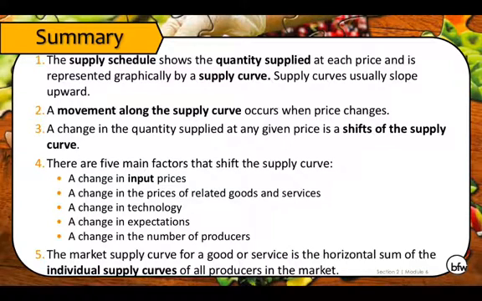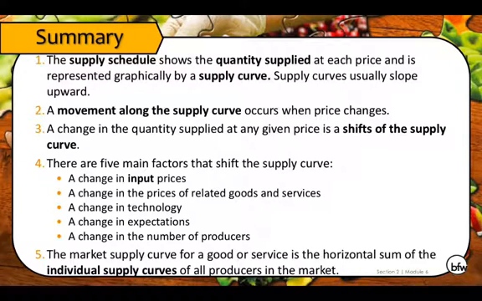In Module 6, we focused on the law of supply, and we saw that the supply schedule shows the quantity supplied at each price and is represented graphically by a supply curve, and that the supply curve usually slopes upward. We saw that when we move from one point to another point along the supply curve, that is called a movement along the supply curve, and it only occurs when there is a change in the price of a good. A change in the quantity supplied at any given price represents a shift of the supply curve to the right or to the left. And just like there were demand curve shifters, there are 5 main factors that shift the supply curve for a good or service.